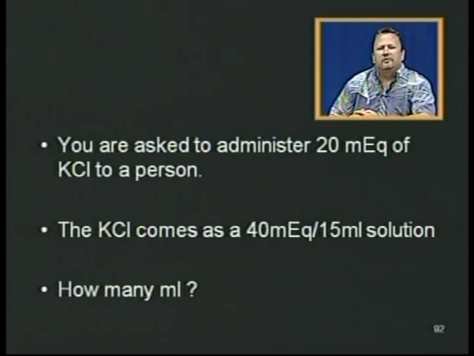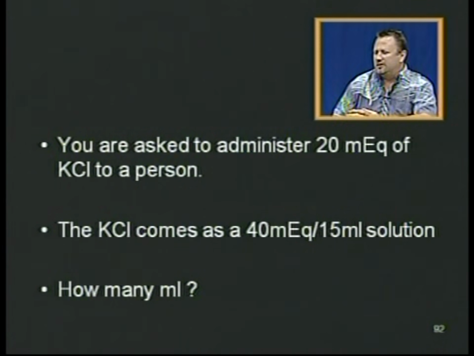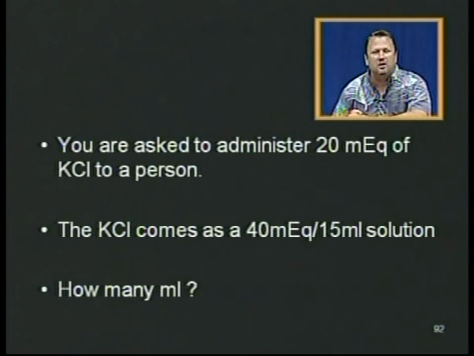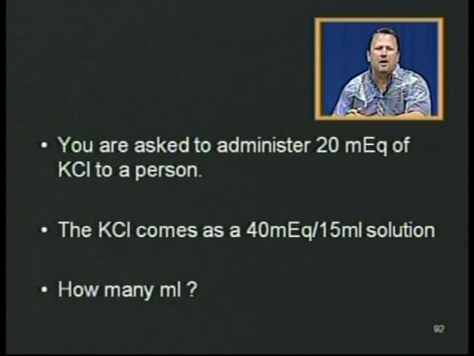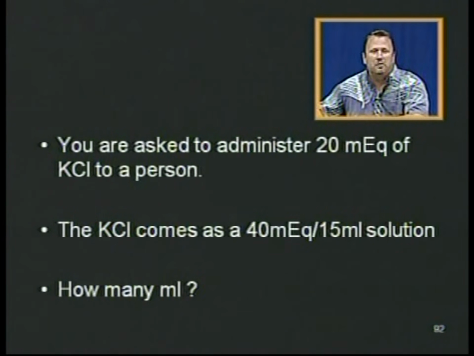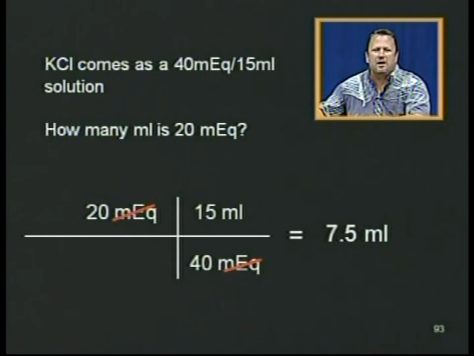Well, you're asked to deliver 20 milliequivalents of potassium chloride to a person. And the potassium chloride comes as 40 milliequivalents per 15 milliliters of solution. How many milliliters will you give? Well, the question is how many milliliters, and the answer is how many milliliters. And since the answer is how many milliliters, when we plug in our formulas, we're going to want to make sure that the milliliter unit ends up on top in the numerator.